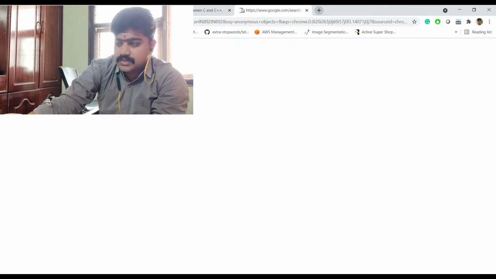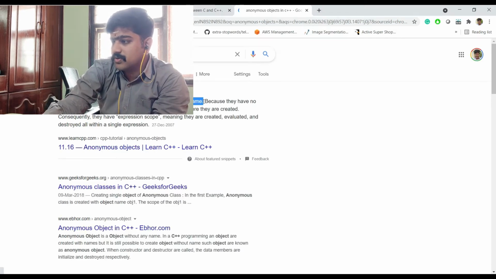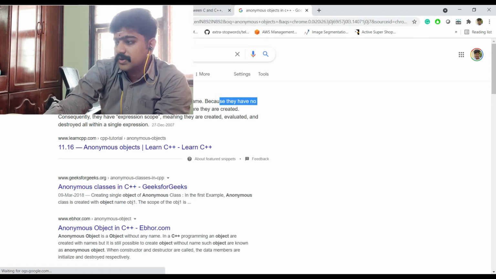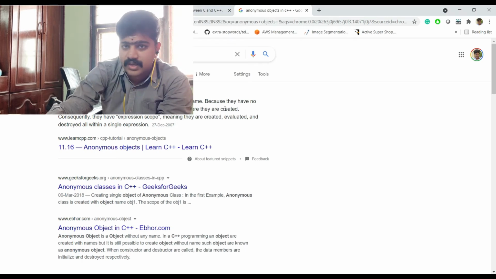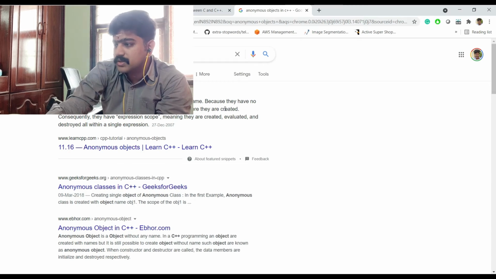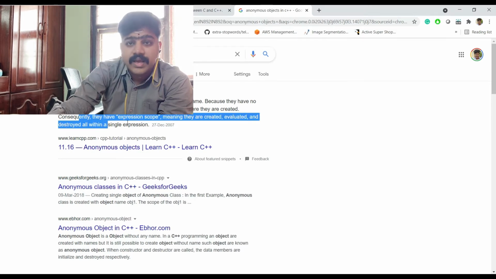So anonymous objects in C++, as you can search, are essentially objects with no name, because they have no name. There is no way to refer to them beyond the point where they are created. So the anonymous objects can be used where they are created, because they do not have any explicit name to call whenever they are required in the program. So that means an exceptional scope. Consequently, they are created, evaluated, and destroyed all within a single expression.